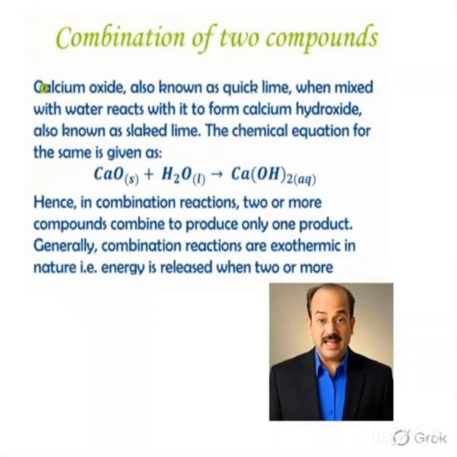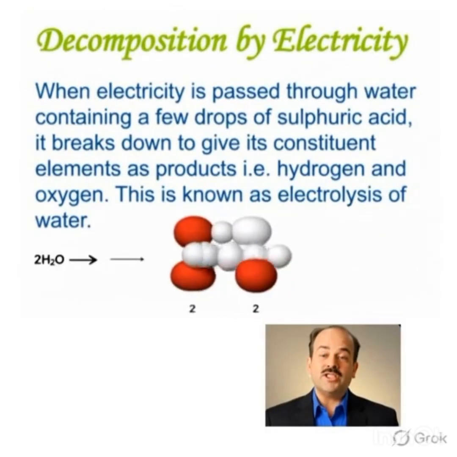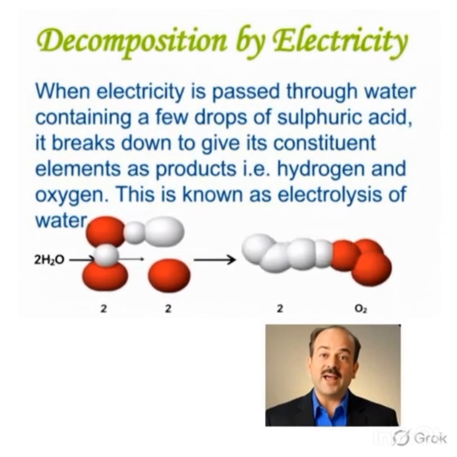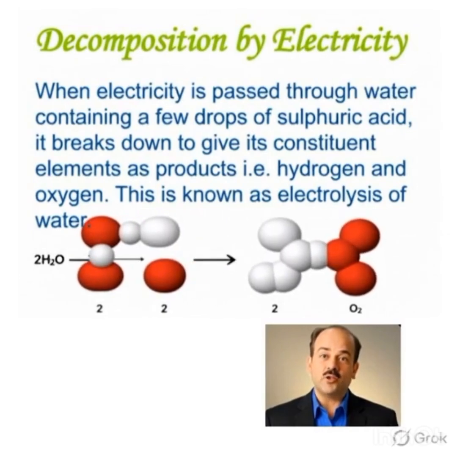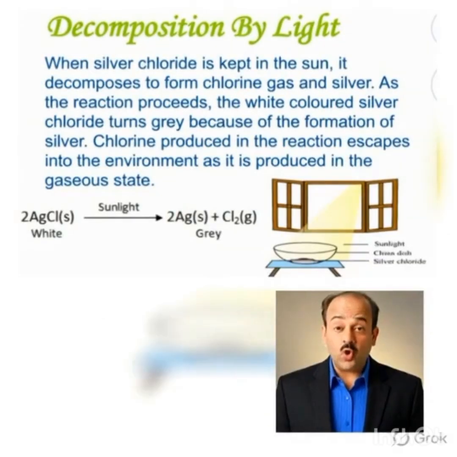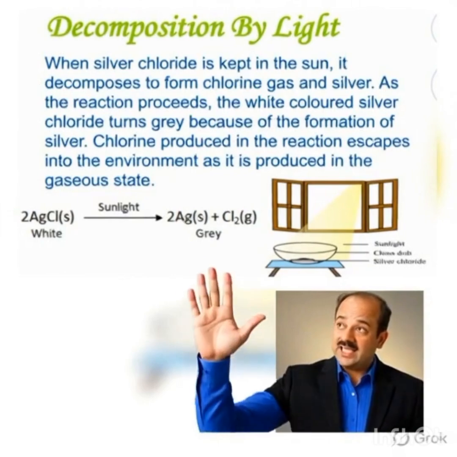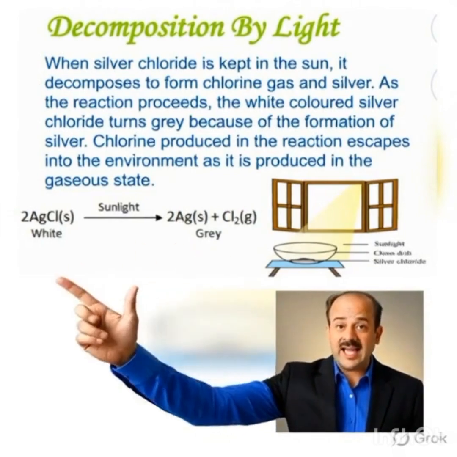Calcium oxide reacts with water to form calcium hydroxide. This is an exothermic reaction. When electricity passes through water, it breaks down into hydrogen and oxygen gas. This is electrolysis. When silver chloride is kept in the sun, it decomposes to form chlorine gas and silver.